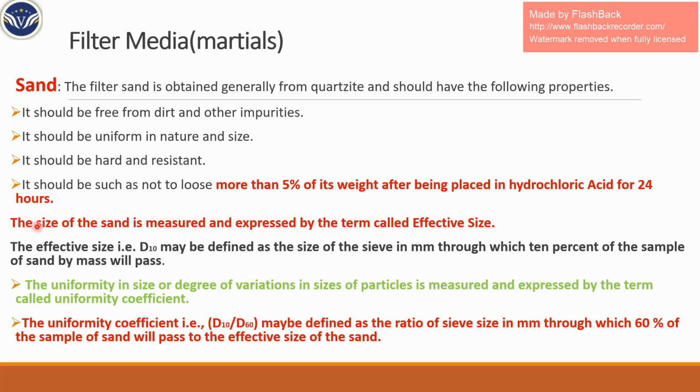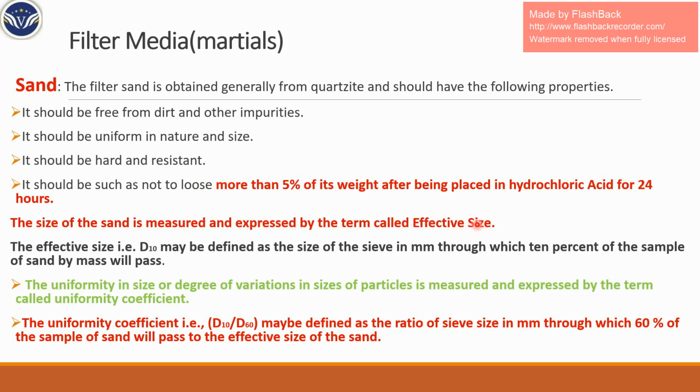Next, how should the filter media be in a slow sand filter or a rapid sand filter? It is mainly made of quartz. It should be free from dust and other particles. It should be of uniform size. It should be hard and resistive. When we dip it in hydrochloric acid for 24 hours, the weight loss should not be more than 5%. This is one of the major criteria.